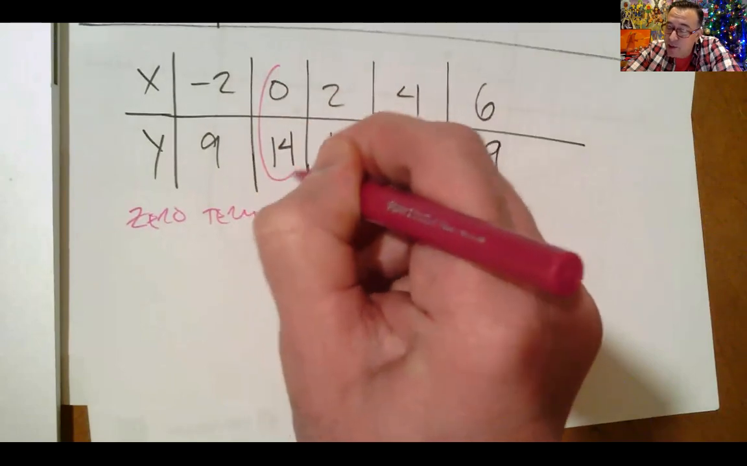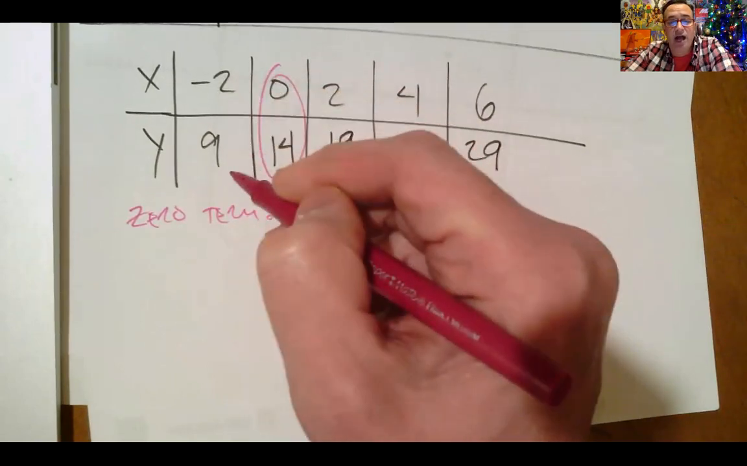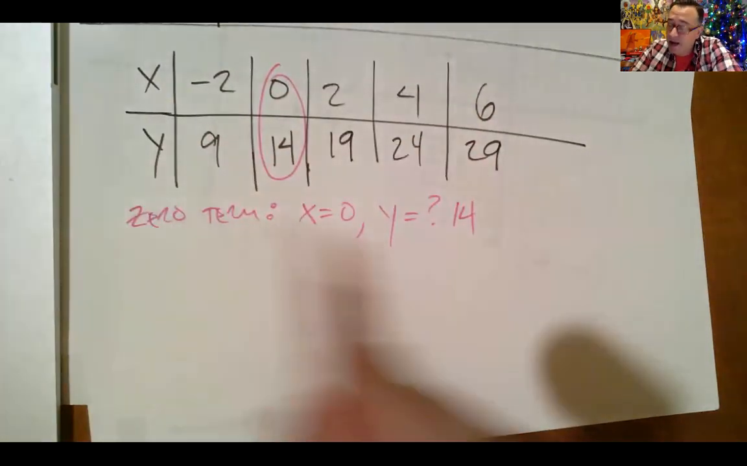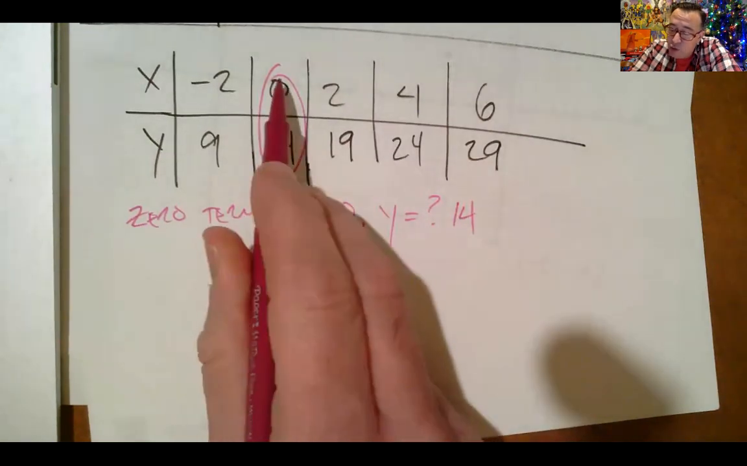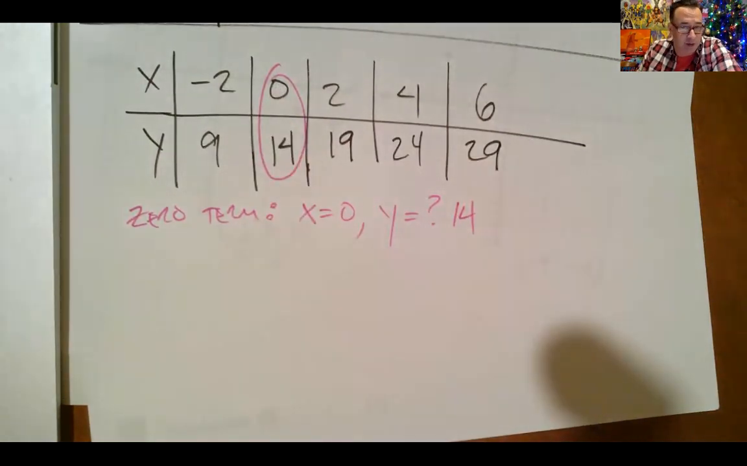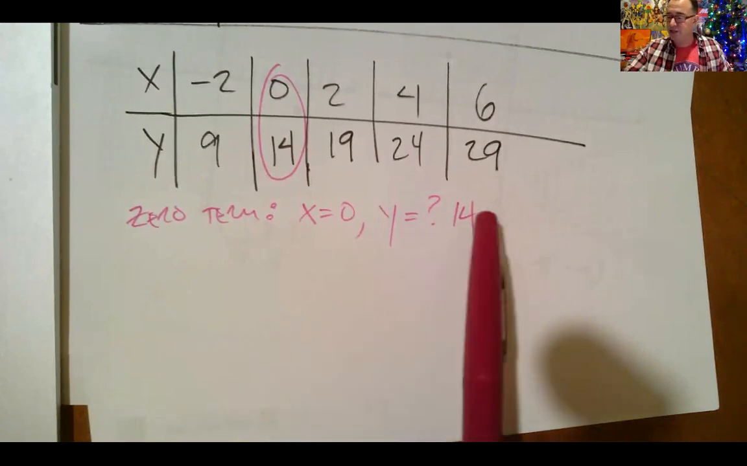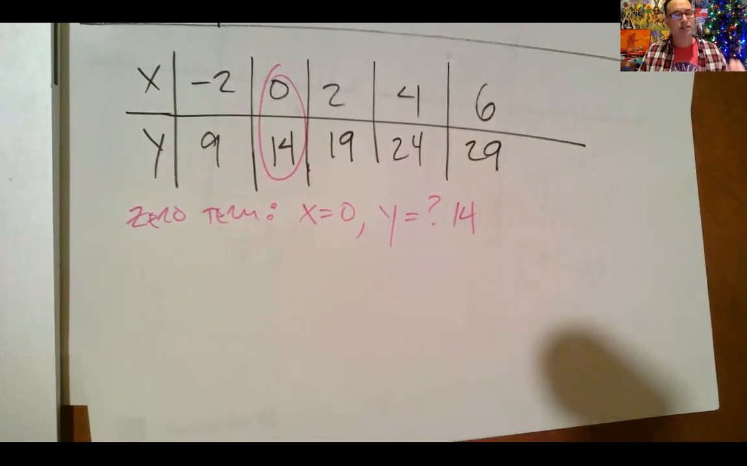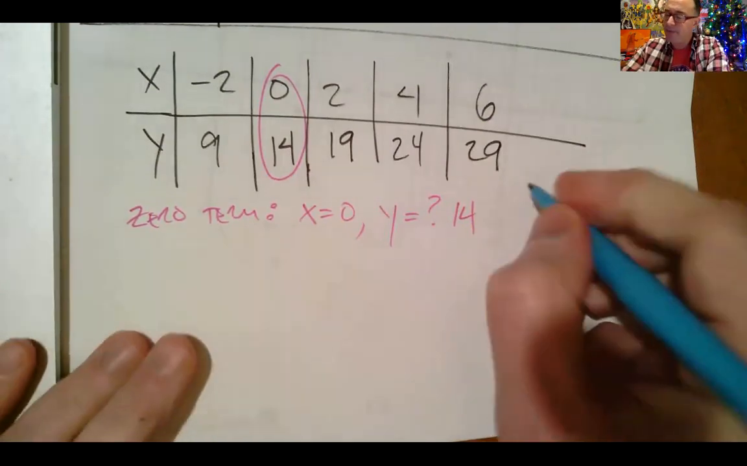This is my 0 term, not -2, not 9, because even though I started with that, I'm looking for what is the output when I get a 0 for my x, okay? So with that being said, let's write that down. We know this 0 term is 14. Now let's talk about our slope for a second. And this one is a little bit different, okay?